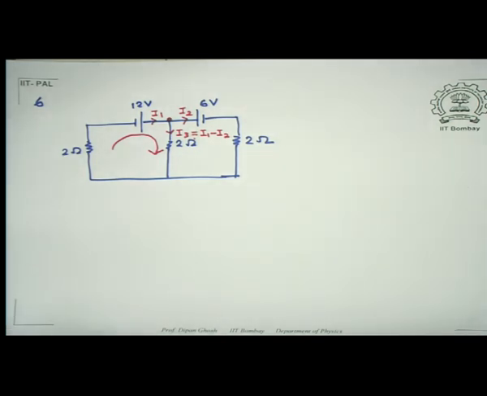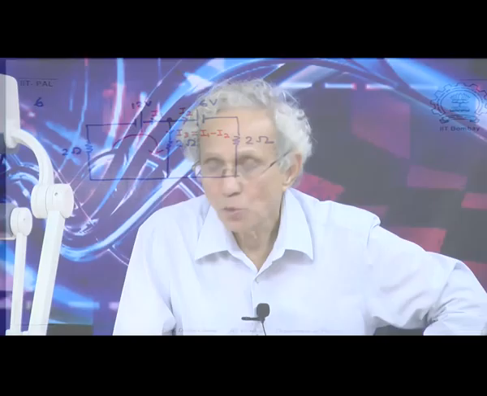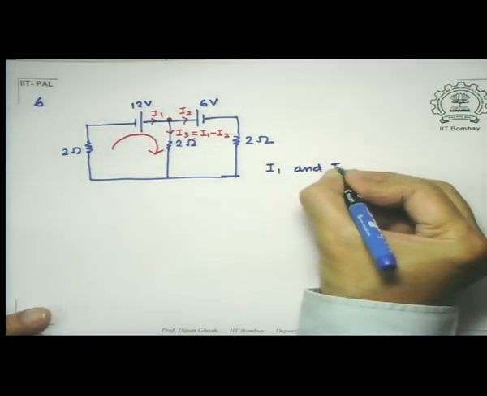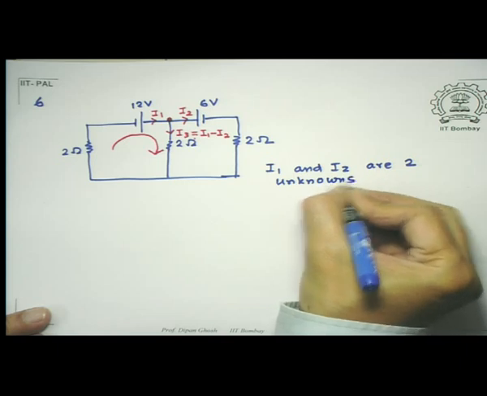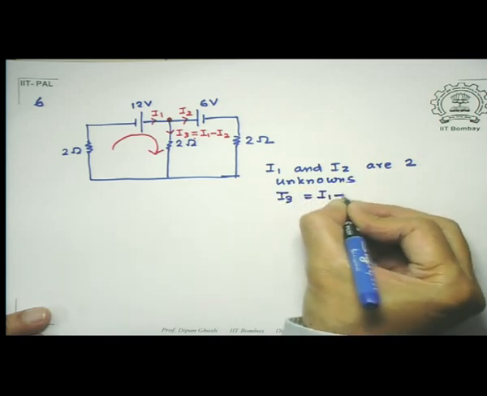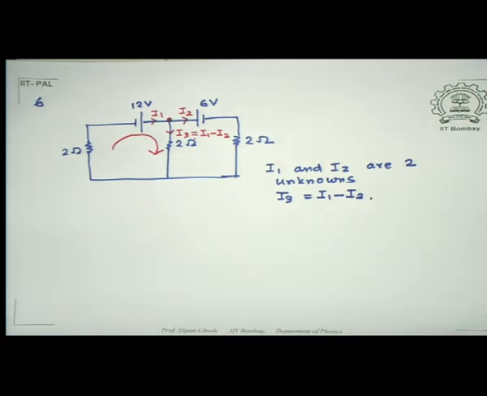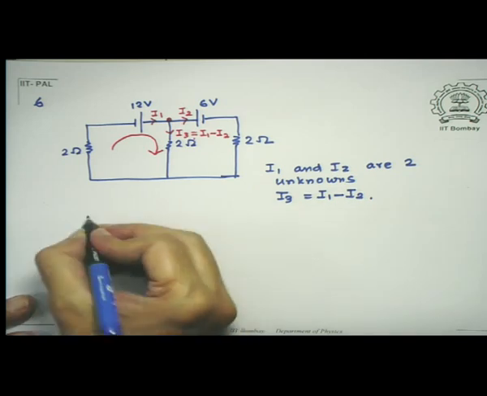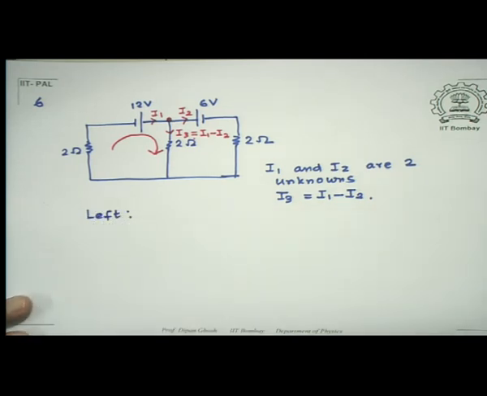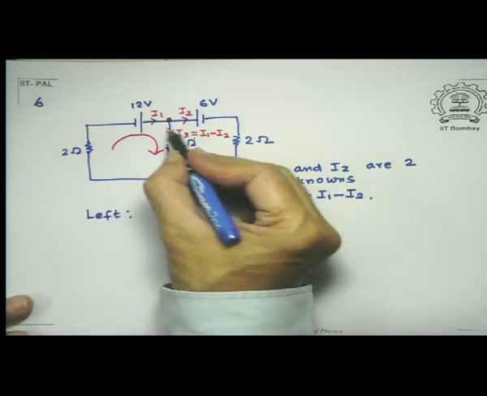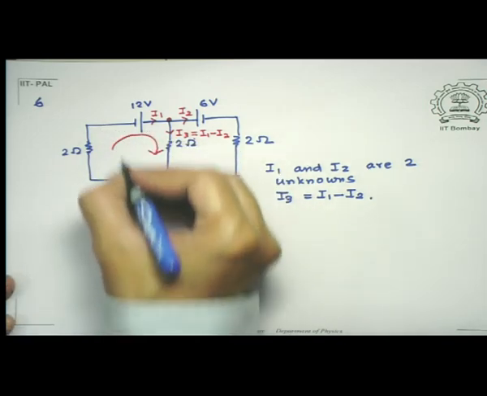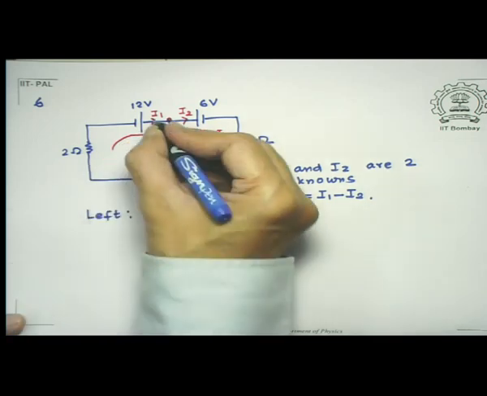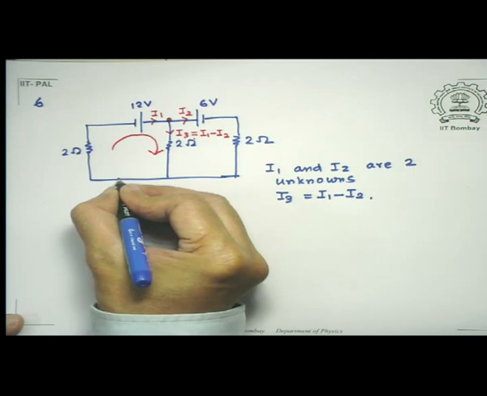Okay. Having done that, I have got 2 unknowns, I1 and I2. And I3 is known already because it is nothing but I1 minus I2. So therefore, let us look at the left loop. So what I get is this: since coming in is I1, the amount of current that is going out from here is I1, what is coming inside must also be equal to I1.